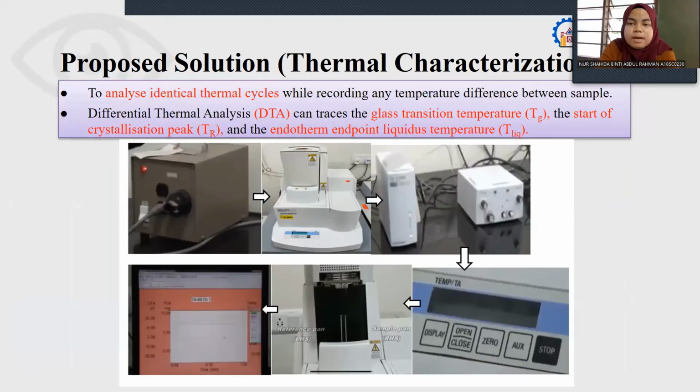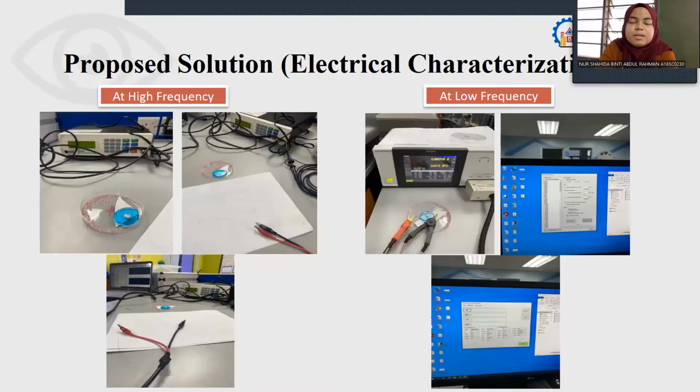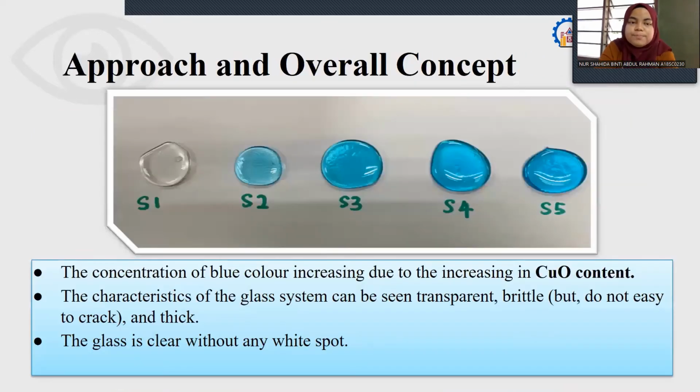Next is the thermal characterization, to analyze the thermal cycle using DTA to trace the glass transition temperature, the start of the crystallization peak, and the endotherm endpoint, the liquidus temperature. Next is the electrical characterization, used to analyze the glass system at high frequency and at low frequency.